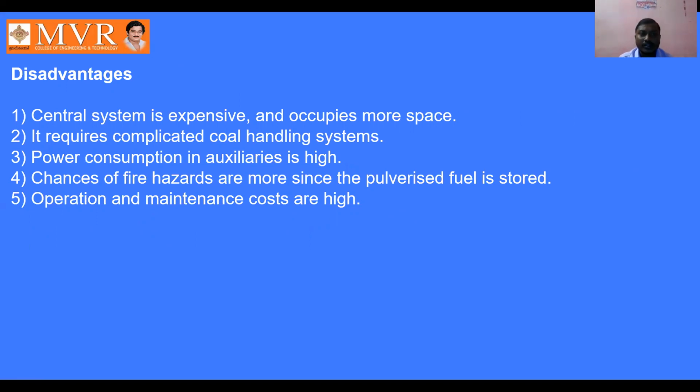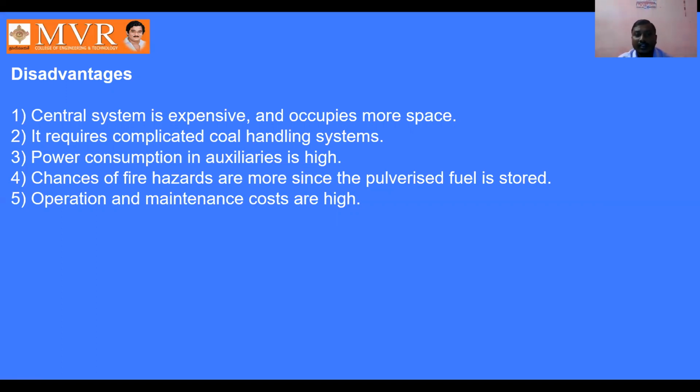The central system is expensive and occupies more space. Hence, the central system is larger than the unit system, so it is more expensive and it occupies more space here. It requires accumulated coal handling systems, and power consumption in auxiliaries is high.